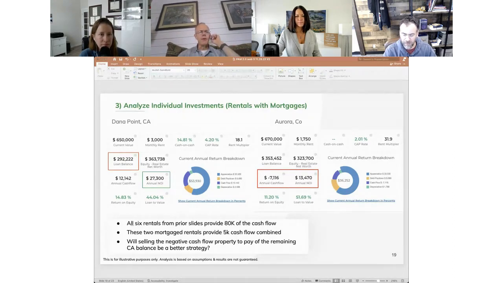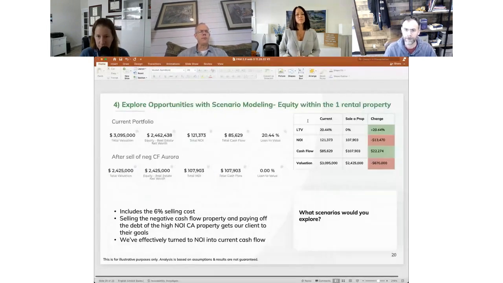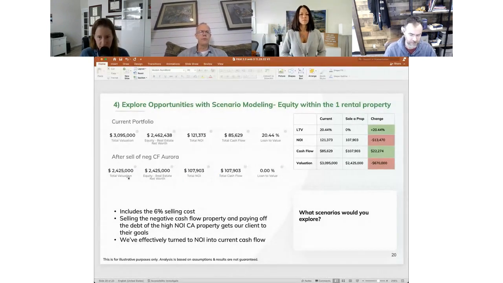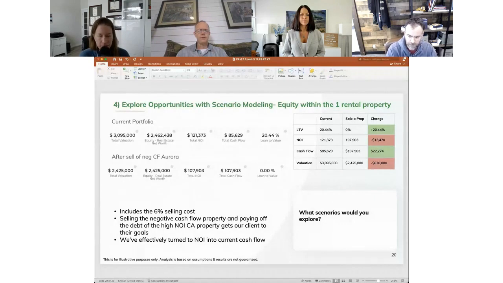Hey, Jenny, what's our return on equity after we make this change? Is it about $100,000 of cash flow on about a $3 million portfolio? 2.4? Yeah, $2.5 million. So that's what, 4%, I guess? Let's see. I can't do math this early. I'm always terrified to do math live on a webinar. Yep, 4%. Got it.